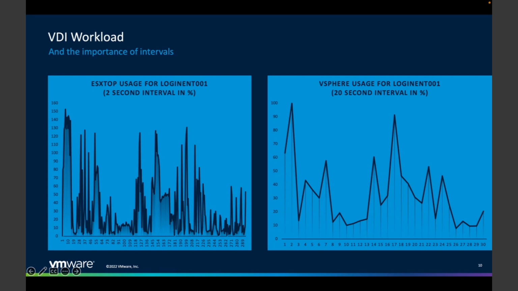Now, the other thing to keep in mind is that ESXtop does show the actual frequency above 100%. So you're seeing the turbo, but in vSphere, you only get the nominal frequency, or your base frequency.